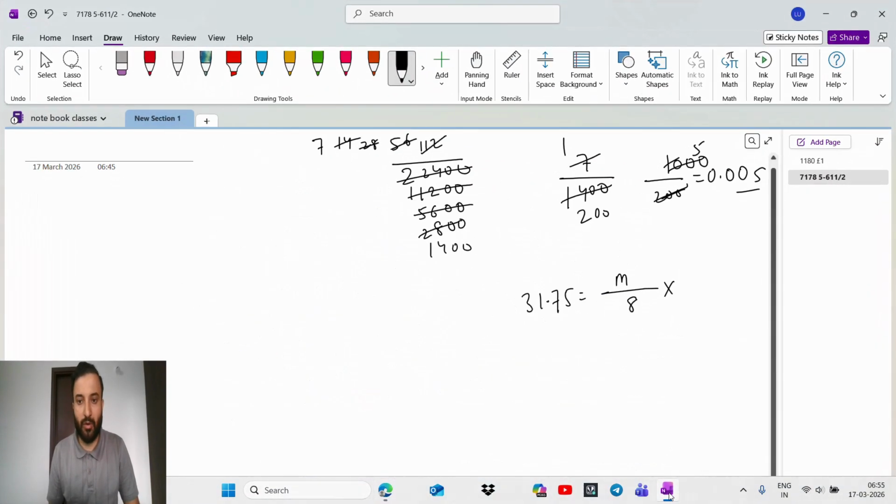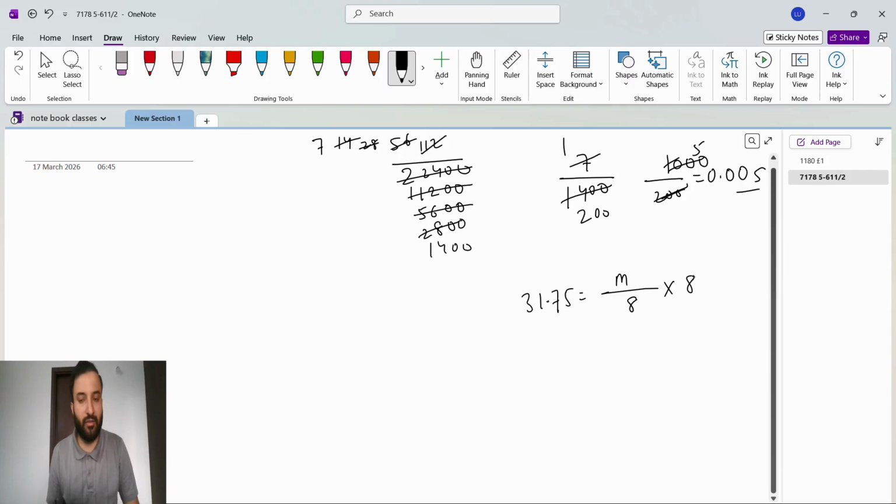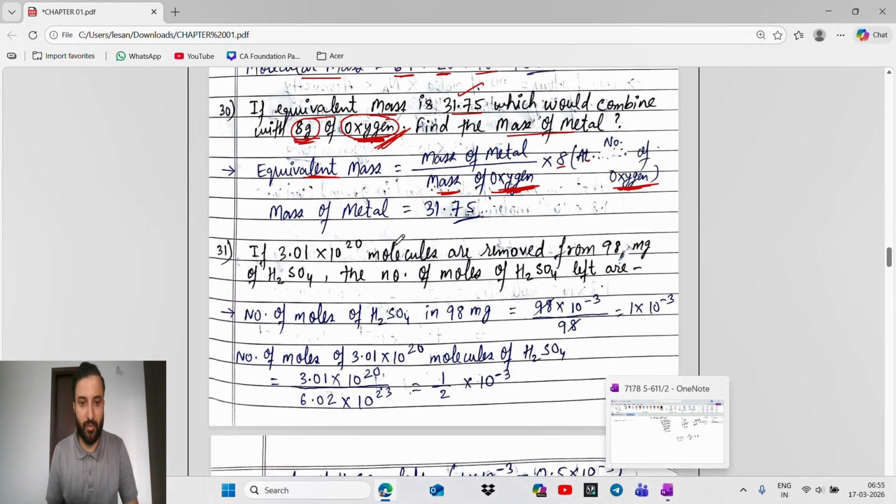Okay, so the atomic number of oxygen is given. The atomic number of oxygen is 8, and the mass of oxygen given is 8. The 8 will get cancelled, so mass of metal is 31.75.